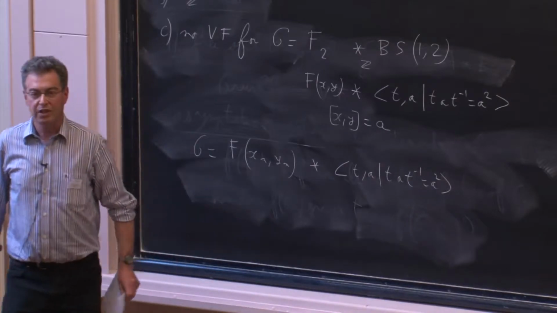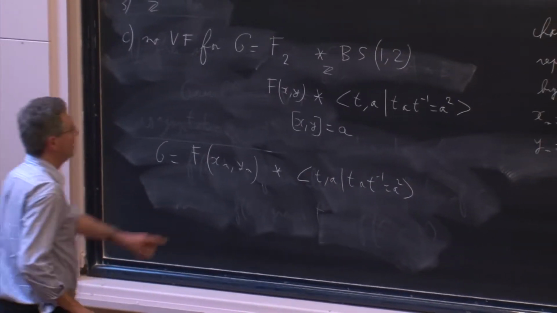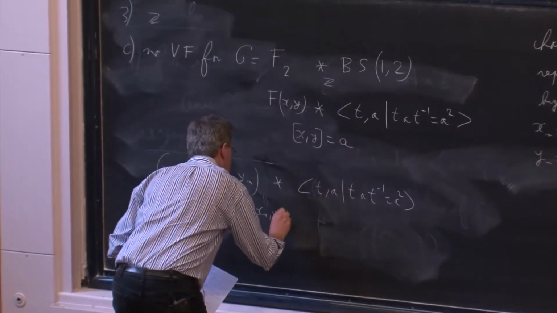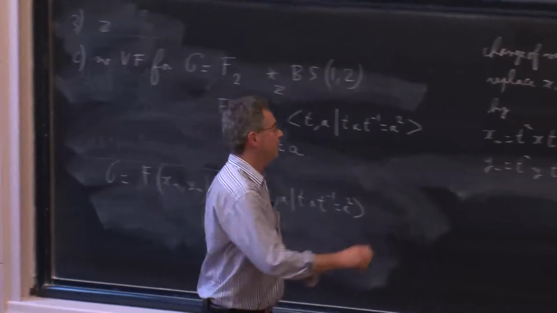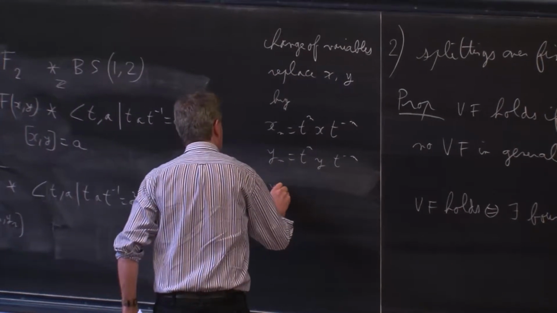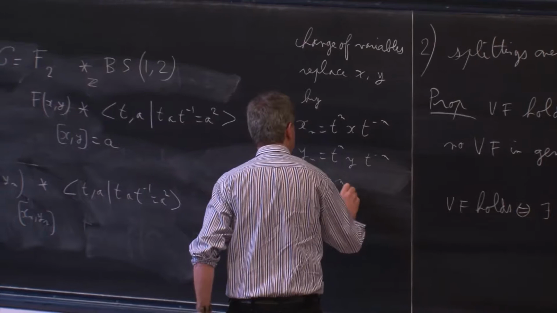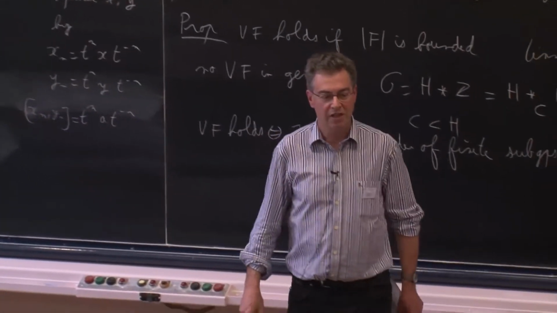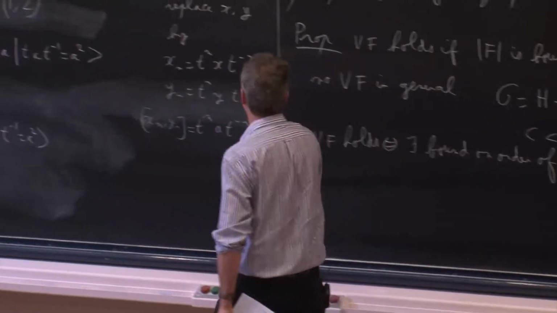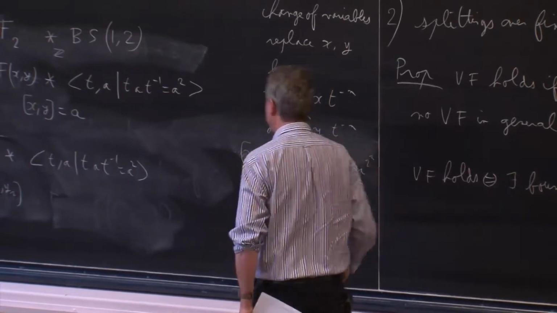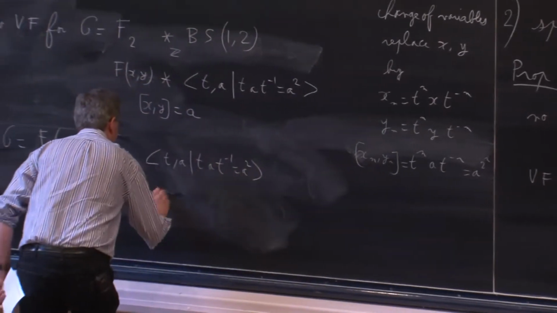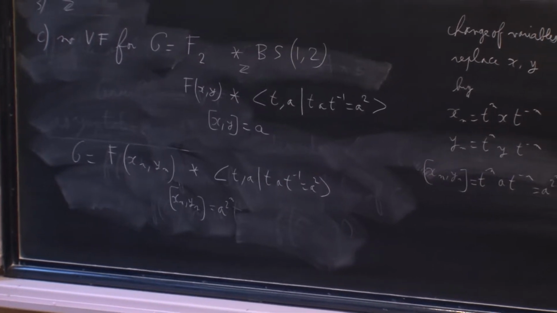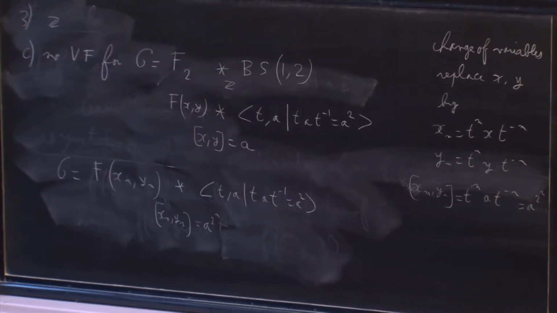But what is the relation? Now the relation here was xy equals a. The relation now is going to be that the commutator of xn, yn. What is the commutator of xn, yn? It is just t^n a t^-n, right? Because the commutator of xy is a, and this is a to the 2 to the n. So the relation now is this one. So this is a new presentation of the same group.